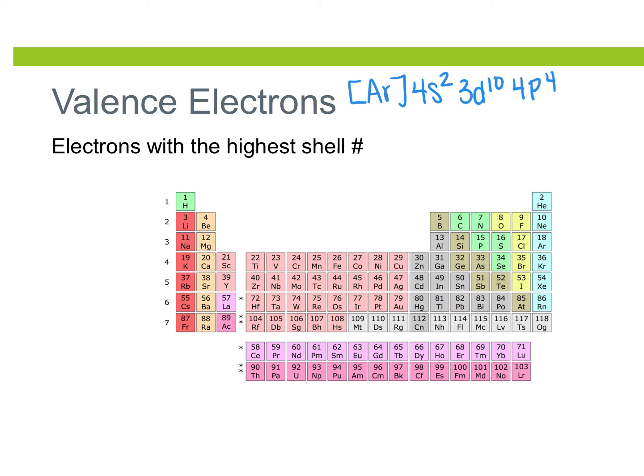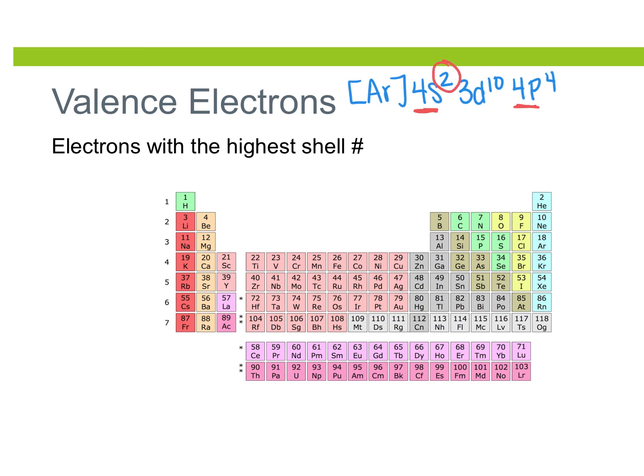Okay, so when we're looking at electron configurations and we want to know the valence electrons, they're the ones with the highest shell number. Okay, the shell number is the coefficient, like these big numbers that come before the letters. So if we look at this, we have 4s2, 3d10, 4p4. What's the highest shell number that you see? Okay, 4, and it shows up twice, the 4s and the 4p. Okay, so those are the valence electrons.